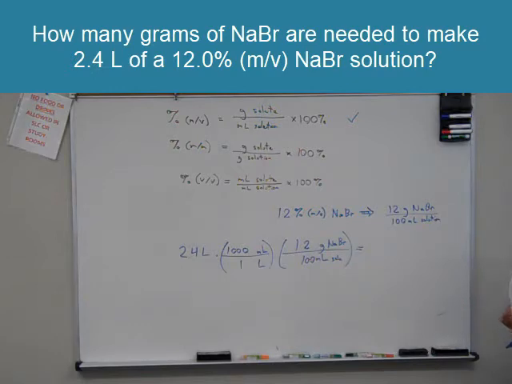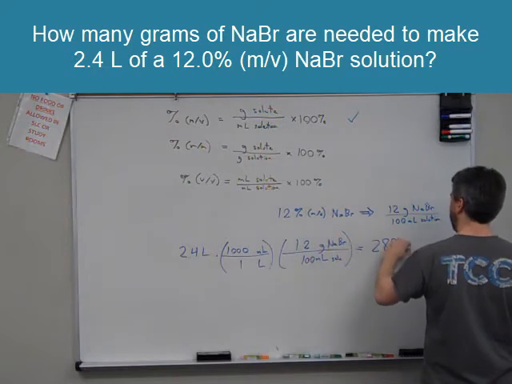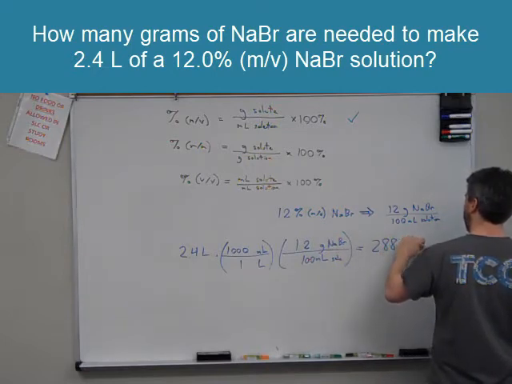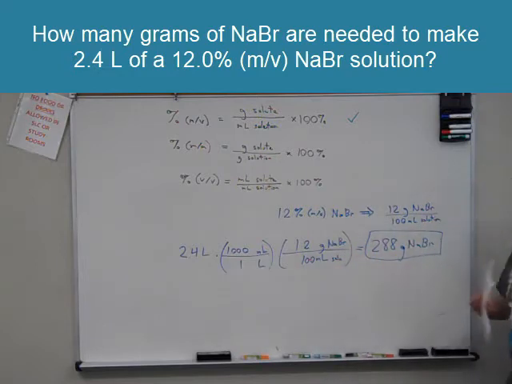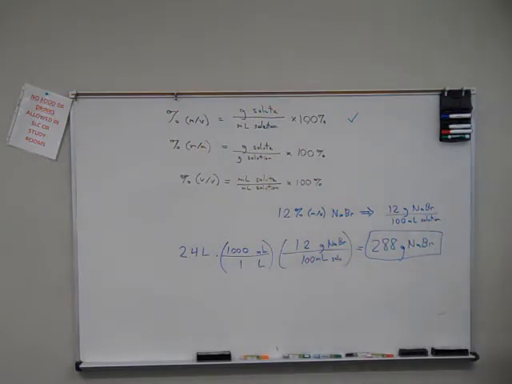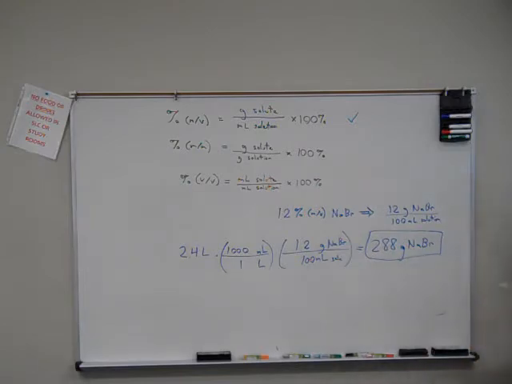Divide by 100. Close to 300, what? 288. I was trying to do it in my head, but I couldn't do it fast enough. Your calculator's too fast for me. Alright, 288 grams of NaBr. So now, that's how we deal with one of these percent concentration problems when we're given the percent.